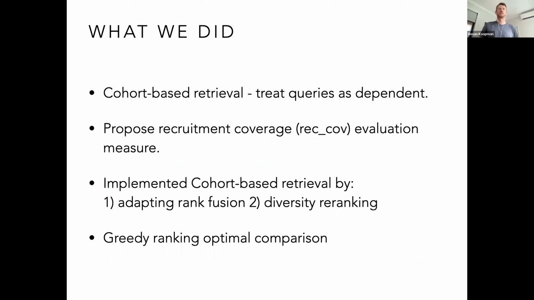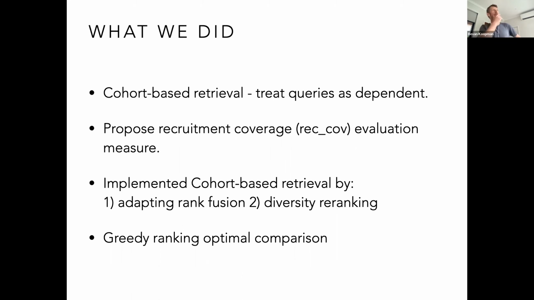We then proposed this recruitment coverage evaluation measure to capture the quality of a cohort-based retrieval method in terms of success in recommending patients to trials. Then we looked at a couple of cohort-based retrieval methods, one by adapting rank fusion, and the second by a diversity re-ranking method, and we evaluated those.